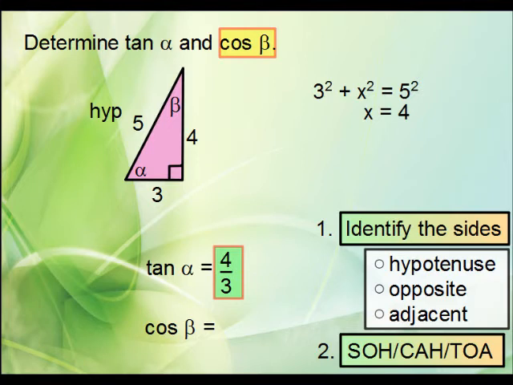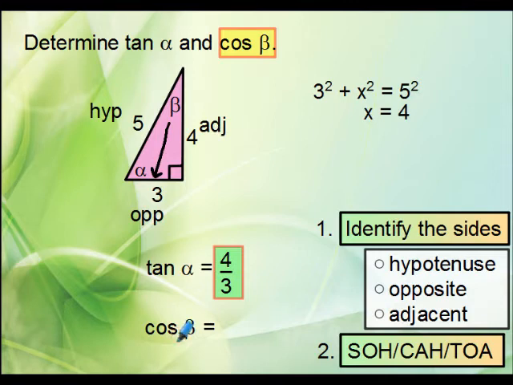How about the cosine of beta? Well, for beta, we need to again start over. So identify the sides first. The hypotenuse never changes, so it's still 5. If you draw an arrow out here, we get the opposite side being 3. That makes the adjacent side 4. So you'll notice that whenever you switch angles, the opposite and adjacent sides switch places.